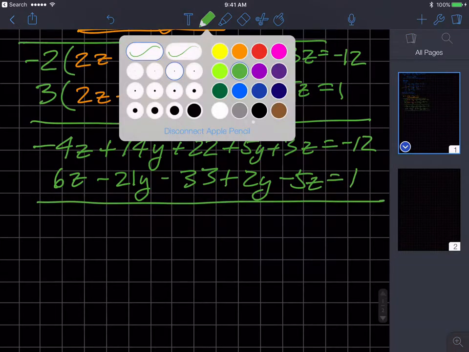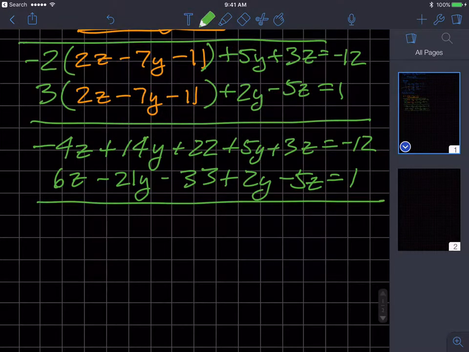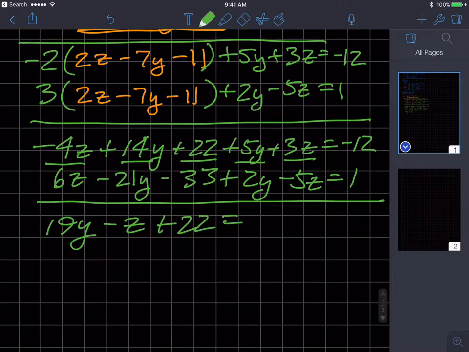Now I have these guys. I'm going to combine like terms. So what do I got? I got 14 y's and 5 y's. That's 19y. I got negative 4 z's and 3 z's. So that's going to be minus z. I have 22 over here, equals negative 12. This one, I have negative 26 z's. That's not a y. Oops, didn't want to do that. That's a z. So it's 21y and 2y. So that's negative 19y.